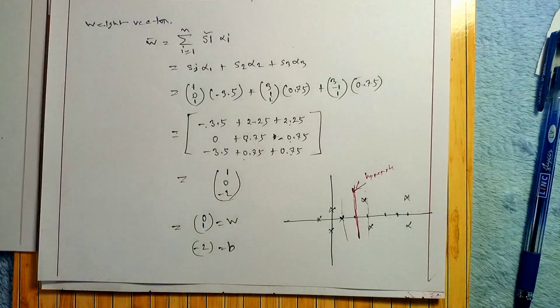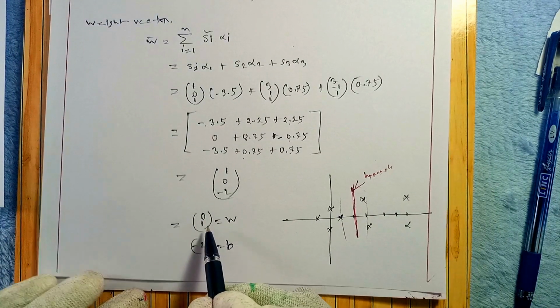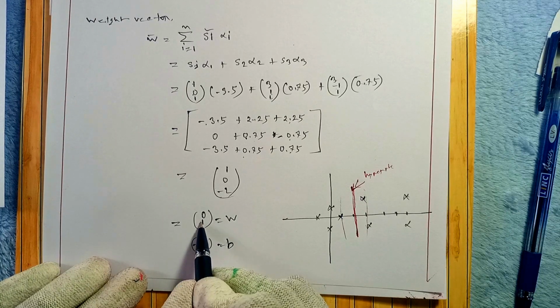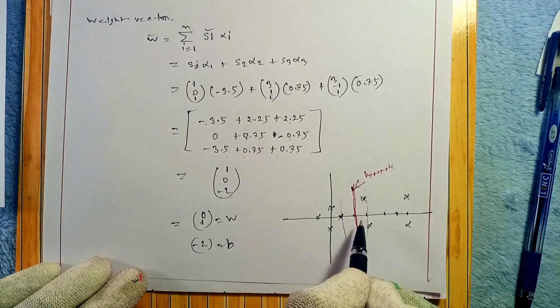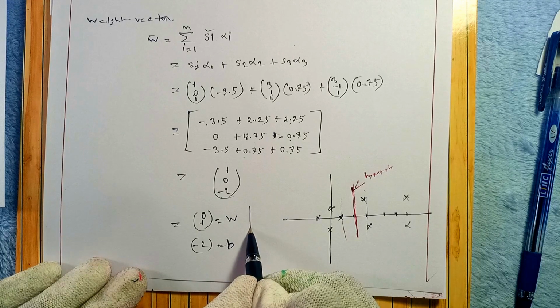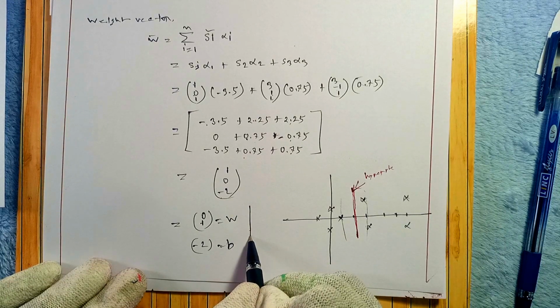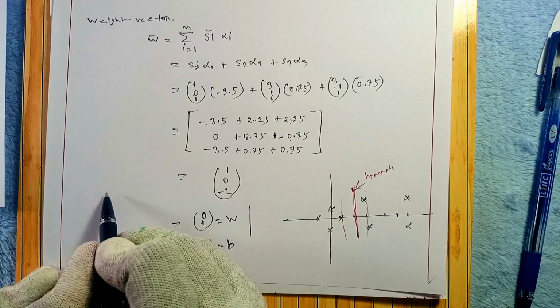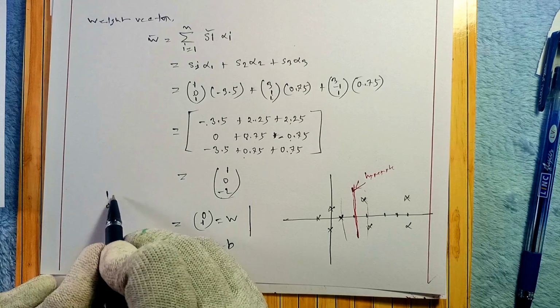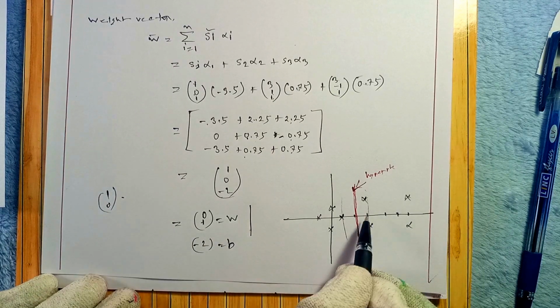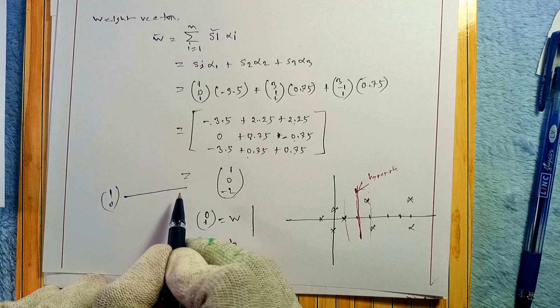And another thing: if you find the value 0 and 1, that's why we make the hyperplane in this way, horizontal. If we find the value 1 and 0, then the hyperplane will be vertical.